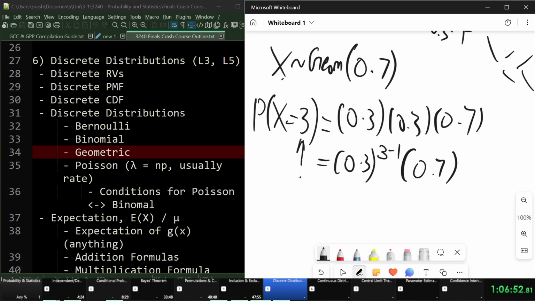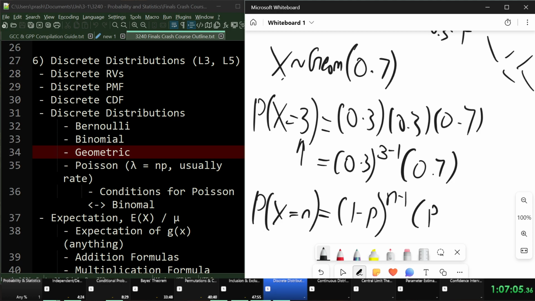And then we only succeeded on the third trial, which is the 0.7. So this is the formula for a geometric distribution. If you have x equals to n, you have failed a certain number of times, but at the very end, you finally succeed. This is the formula for a geometric distribution.